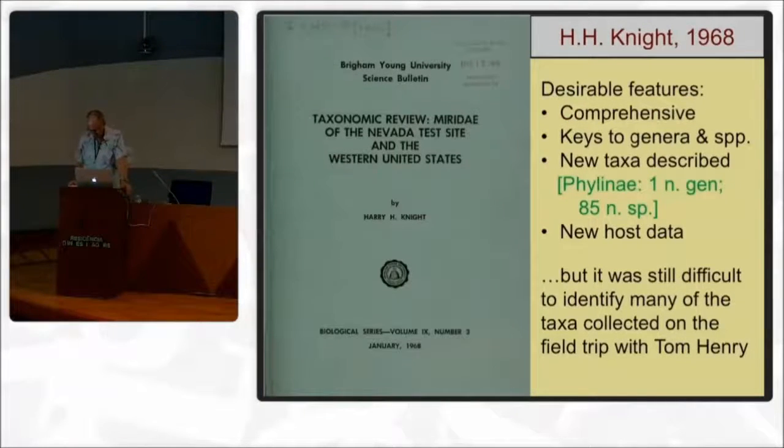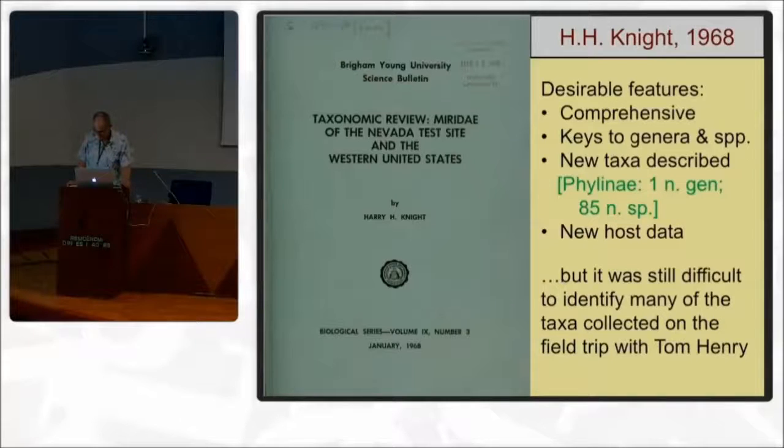In 1968, the godfather of North American Miridae, Harry H. Knight, published a large paper whose cover is shown on the left of this slide. It was greeted with great fanfare by Jack Lattin and others because the Western North American fauna remained poorly known, in contrast to that of the rather distinct Eastern fauna, which was much better known.